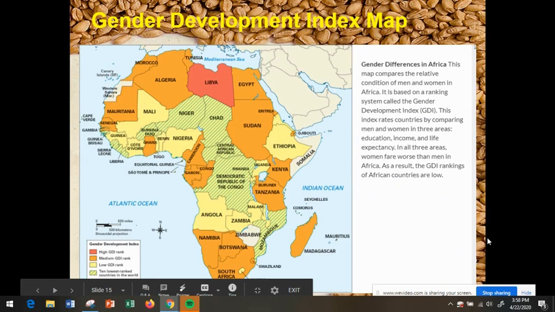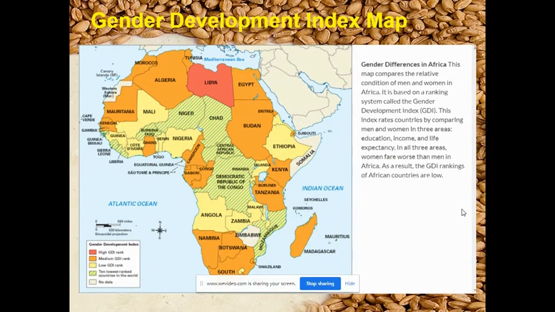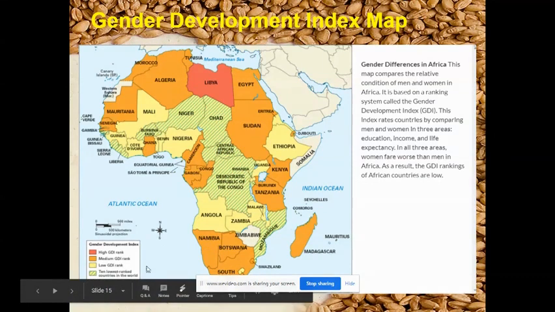Now we're going to be looking at the Gender Development Index map. The Gender Development Index is located in TCI, and if you haven't had time to look at it and study it, you'll need to do so. This you should have used to help you answer the questions. First, you should start by looking at what this is showing us.